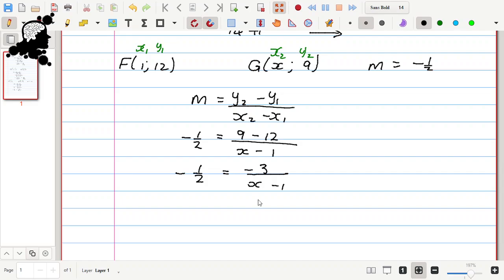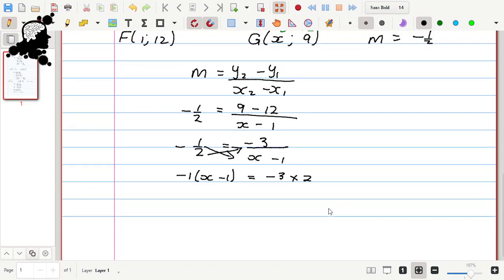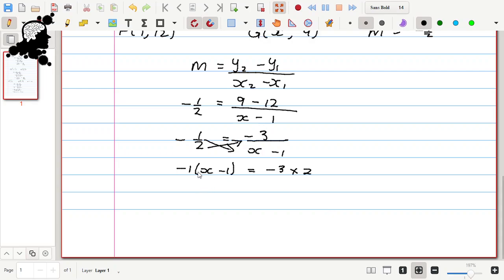Now when we get to this point, we need to solve for x. And to solve for x, you would remember that we need to do our cross multiplication. So negative 1 times x minus 1 is equal to negative 3 times 2. Let's see where this is going to take us. If we multiply in the negative 1, we will get negative x plus 1 is equal to negative 6.